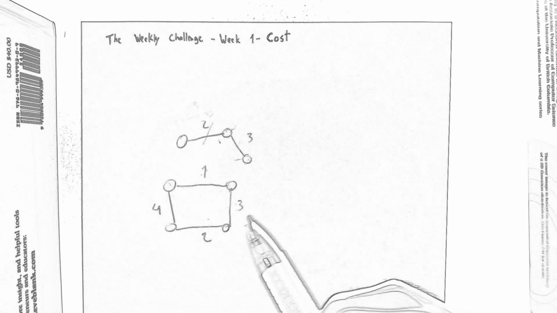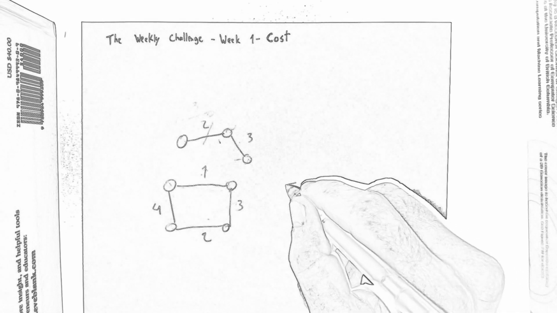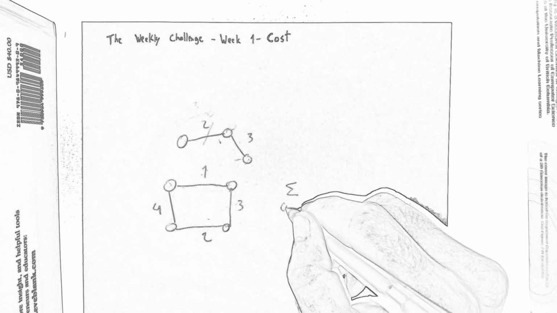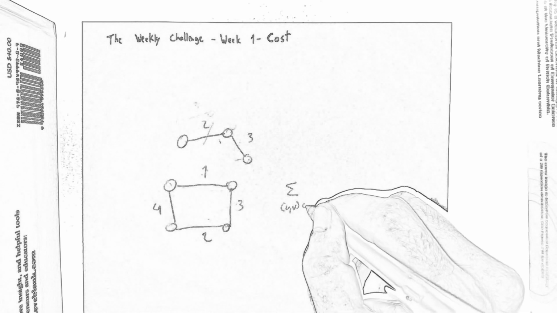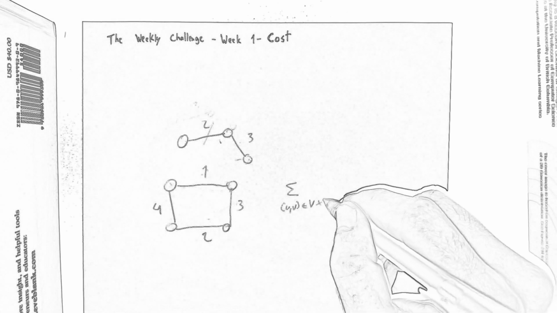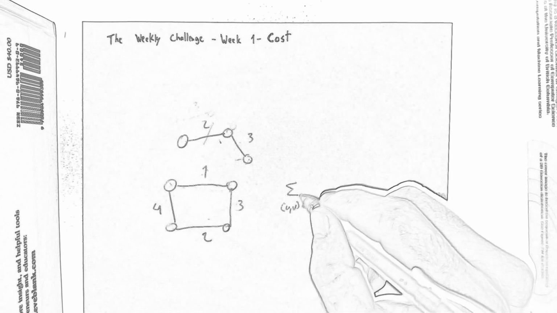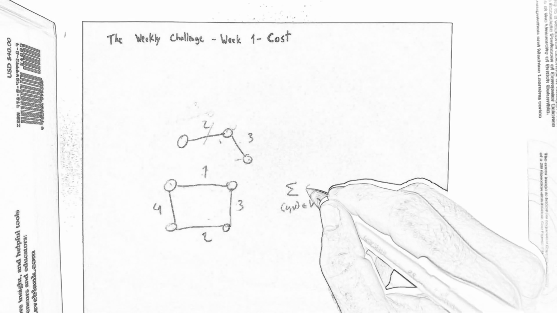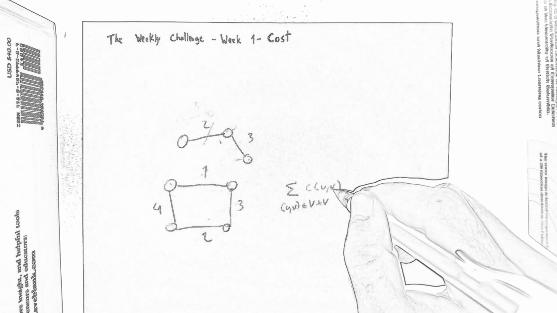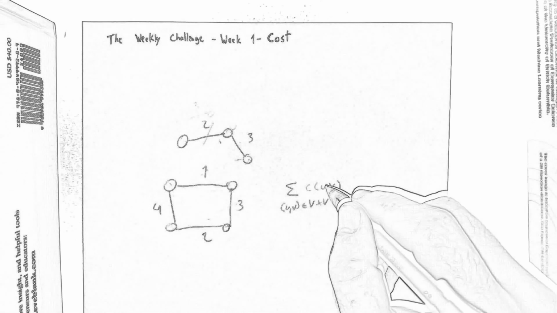And what the problem asks from us is the sum among all pairs of nodes, all distinct pairs of distinct nodes, unordered pairs, of the cost of going from U to V. So basically, this is what the problem asks for us.